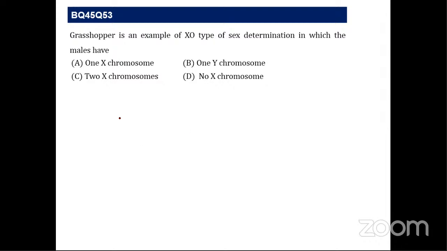Right? In grasshopper, what are we going to find? We are going to find again XX and XO type of sex determination. Here, if I want to talk about the genotype of female, it is going to be 2A plus XX. However, in case of males, it is 2A plus XO. That is, only one X chromosome is present. The males have one X chromosome.